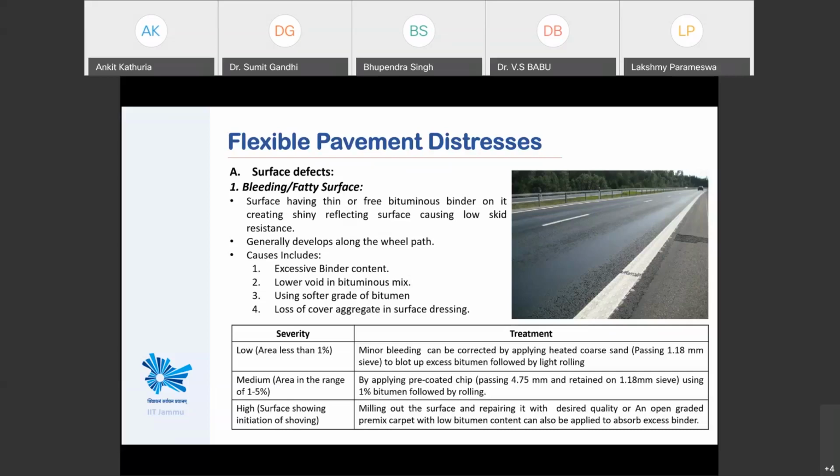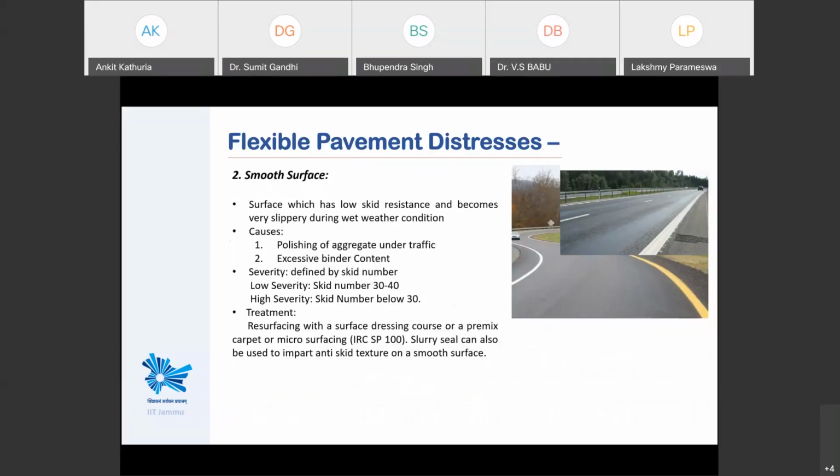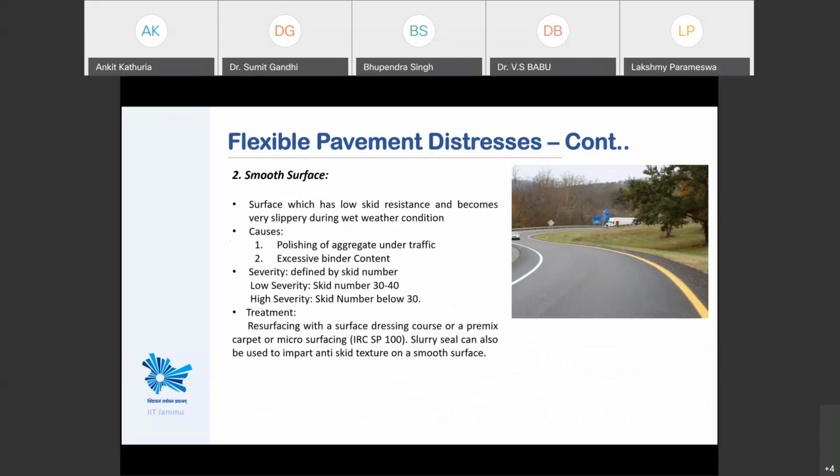Now, in this slide, this is the next type of surface defect, which is the smooth surface, which has low resistance and becomes very slippery during wet weather conditions. So again, IRC 82 clearly suggests the causes, the severity and the treatment based on the severity level. In this case, the causes are polishing of aggregate or excessive binder content, and the treatments are divided into 2 severity levels, low severity and high severity, which are linked to the skid number. So this is about the flexible pavement distress.